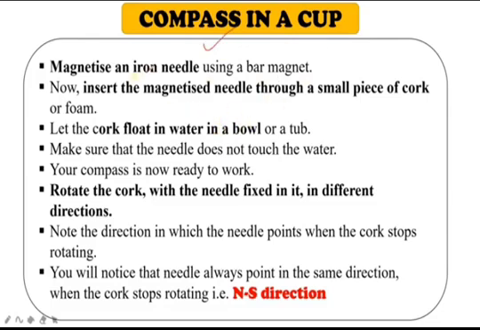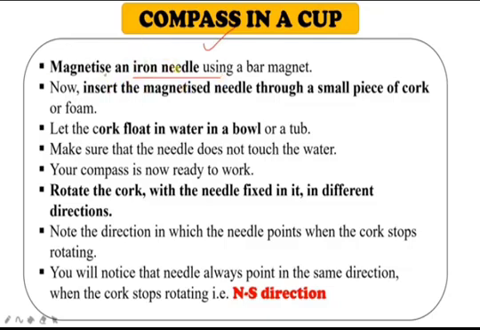Magnetize an iron needle using a bar magnet, the same way we did in the earlier activity. Now insert the magnetized needle through a small piece of cork or foam. Let the cork float in water in a bowl or a tub. Make sure that the needle does not touch the water. Your compass is now ready to work.